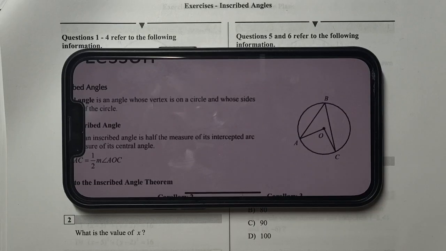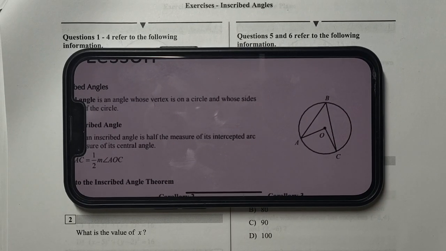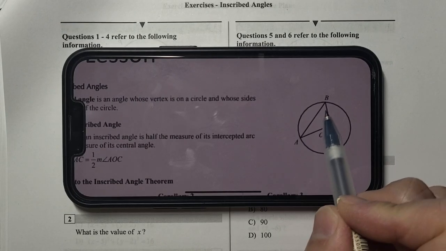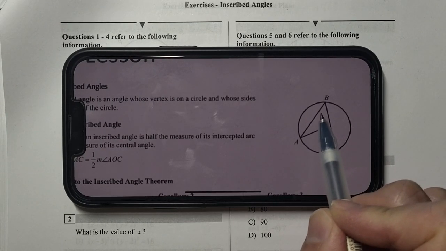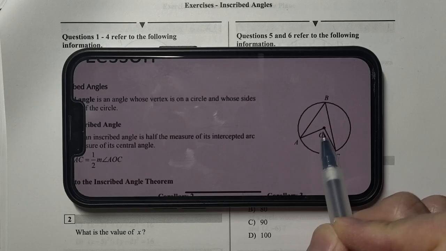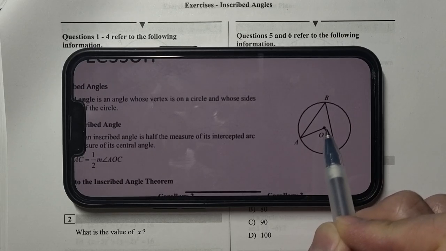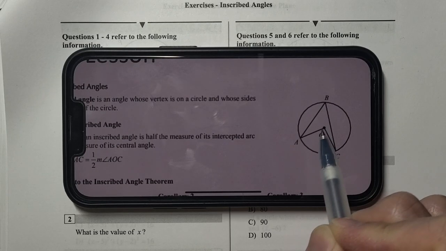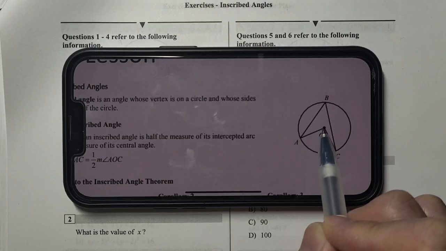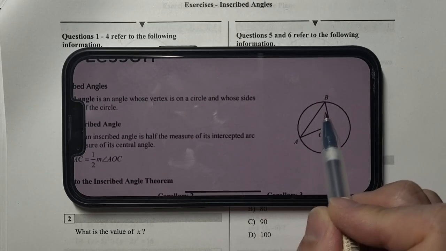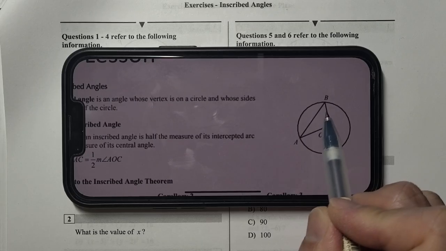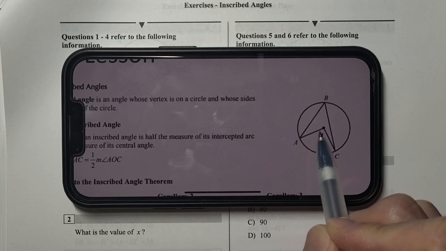All right? And what's important to know about the inscribed angle? Well, the measure of the inscribed angle is half of the measure of the central angle. Okay, this is a central angle, by the way. Remember, central angle, the vertex is at the center of the circle, and the sides are radii of the circle. Okay, so again, this inscribed angle is half of this central angle.